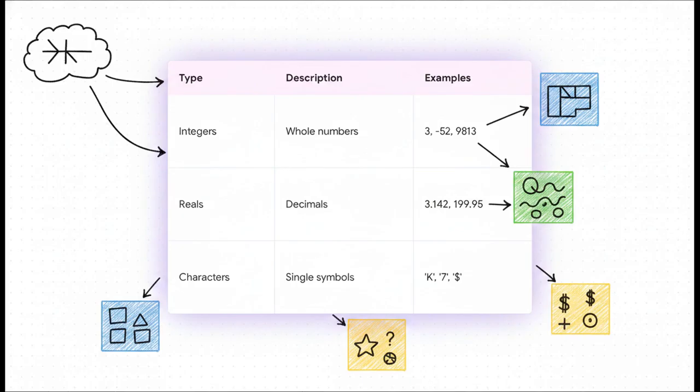If you're dealing with money or precise measurements that require decimal points, like 199.95, you use reals, which are also known as floating point numbers. And if you just want to store a single letter or a symbol, you use a character data type. Telling the computer exactly what kind of data to expect is absolutely fundamental to writing a working program.